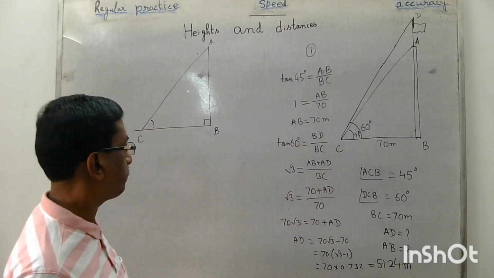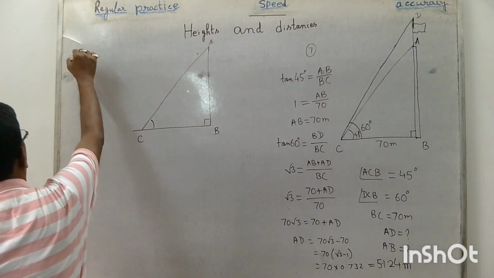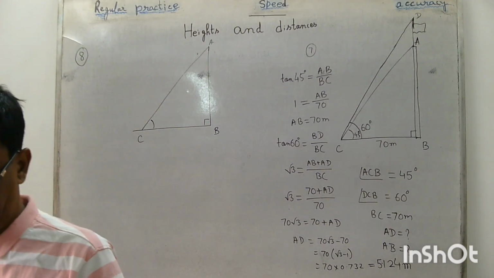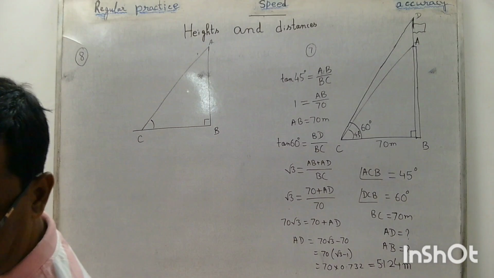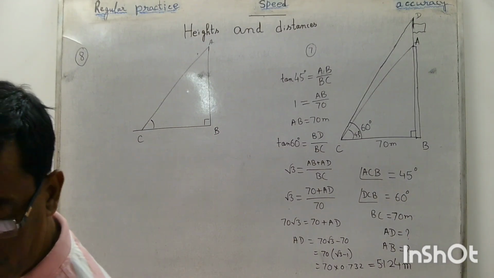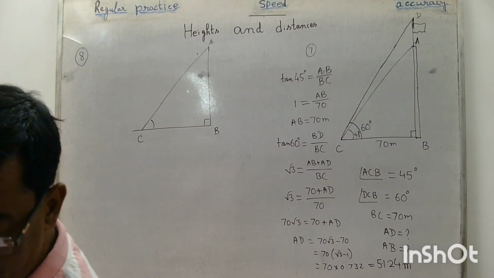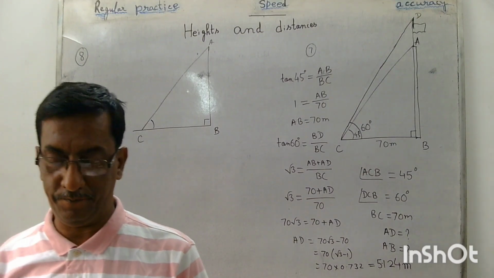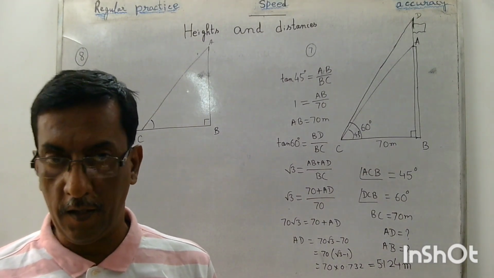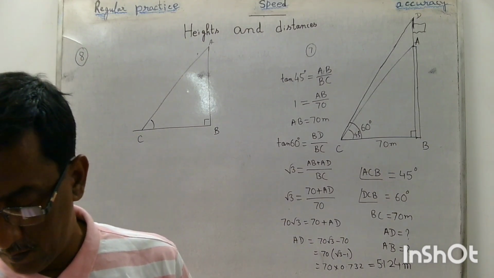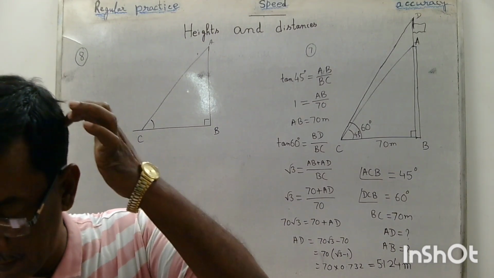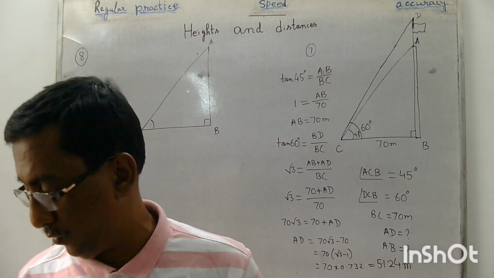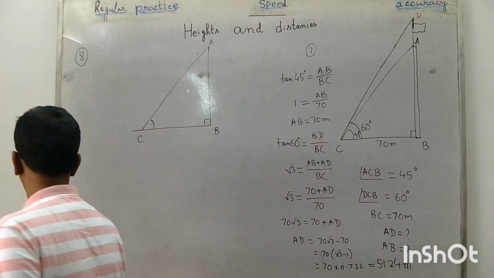Clear? Now problem number 8. We will see now what is in problem number 8. Problem number 8 is: a vertical straight tree 15 meter high is broken by the wind in such a way that its top touches the ground and makes an angle of 60 degree with the ground. Okay, so we will have to change a little here.